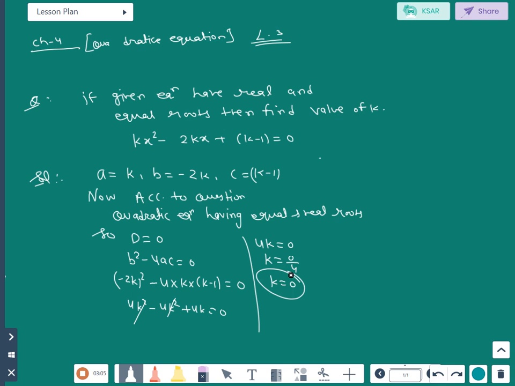But students, if we put here k is equal to 0, then does the equation exist or does not exist?